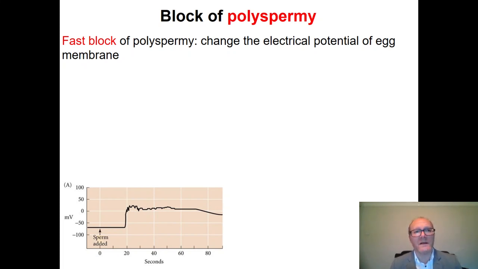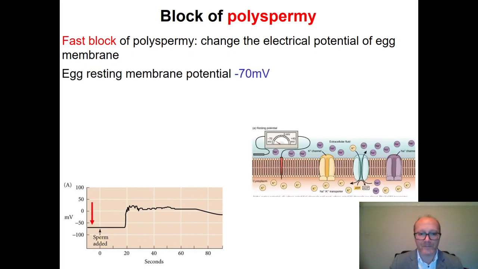We recognize in the sea urchin egg during the process of fertilization two kinds of block of polyspermy. One is called the fast block of polyspermy and one is called the slow block of polyspermy. The fast block of polyspermy is called that because it happens very fast after fertilization and the duration is quite short. The fast block of polyspermy is related to a change of the electrical potential of the egg membrane.